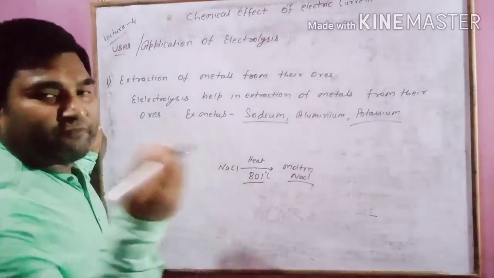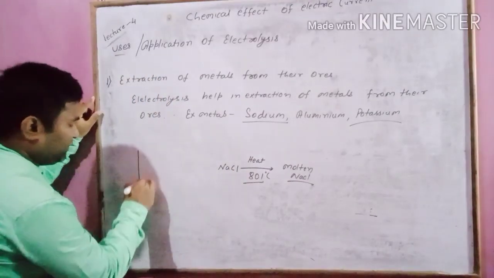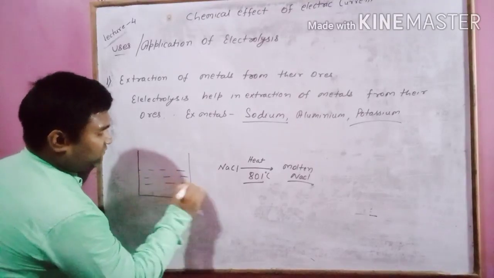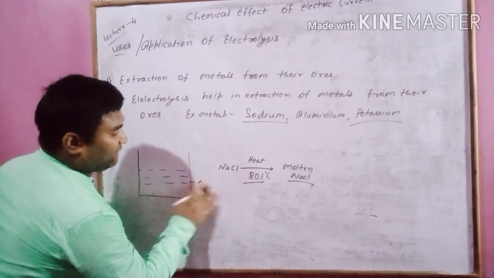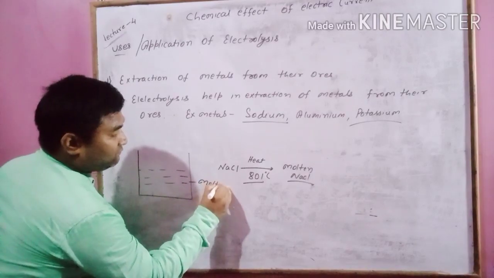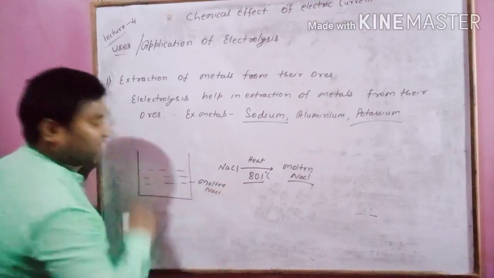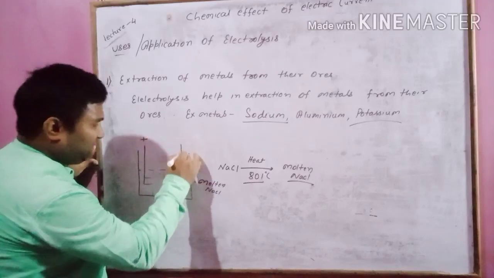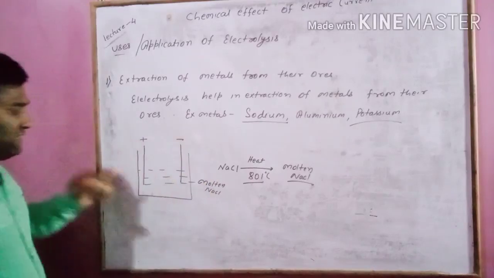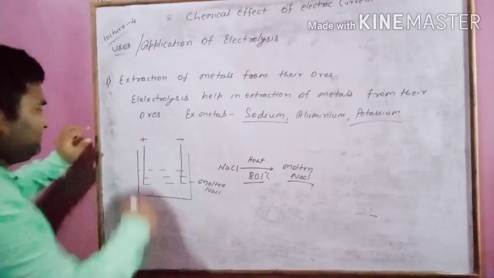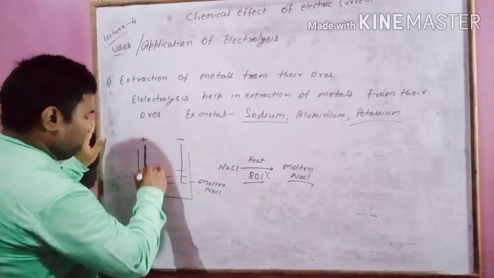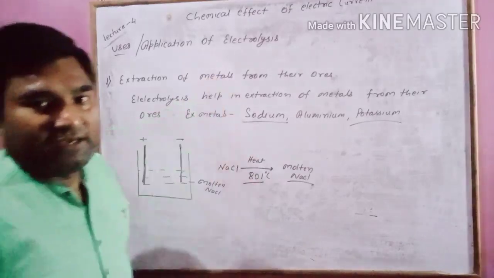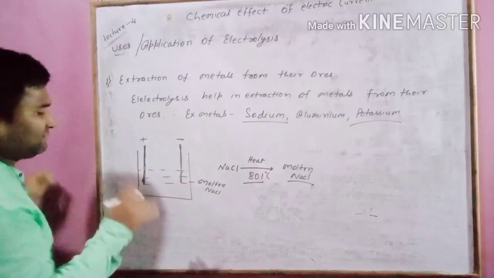It will come in liquid form. So during electrolysis, if you take molten NaCl, here this is positively charged, here this is negatively charged. I am not going into very much detail, I am just explaining roughly. Actually you don't have to remember these things, you have to remember this much only, but I don't want you to remember, just understand.